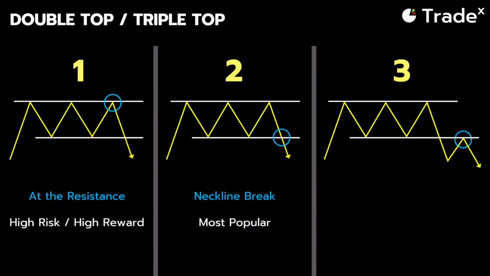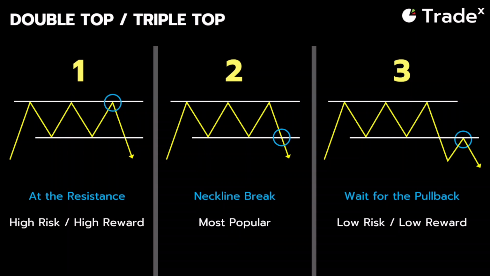The third entry point is the most cautious. Traders wait for the price to break below the neckline and then retest it. Once the price fails to make new highs and starts to decline, this retest provides a safer entry point, as it confirms the trend reversal and suggests a downward move.